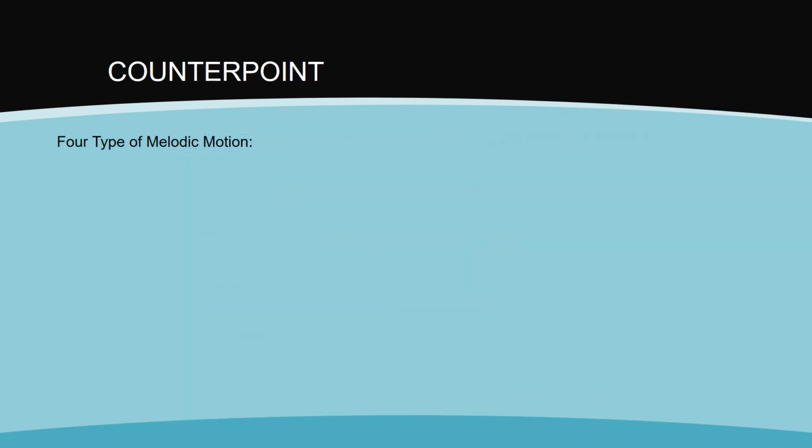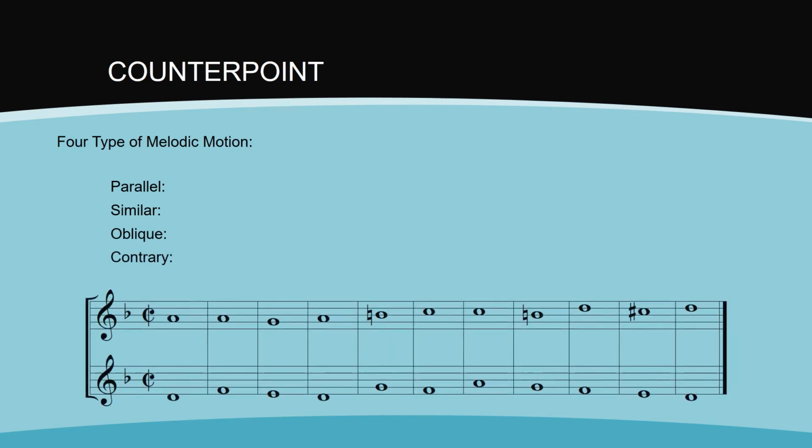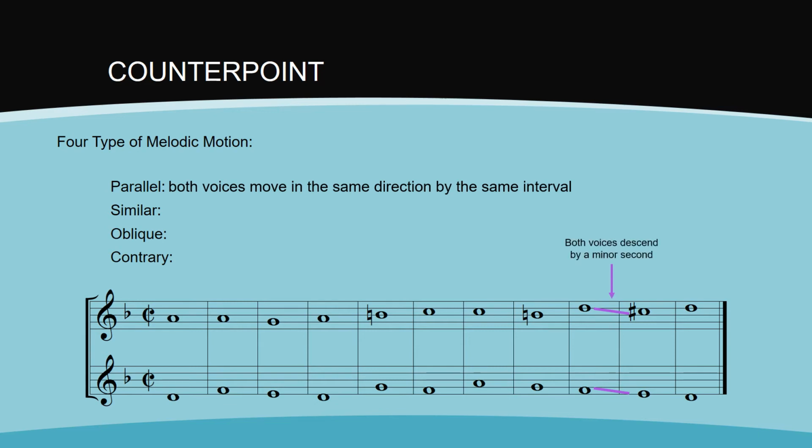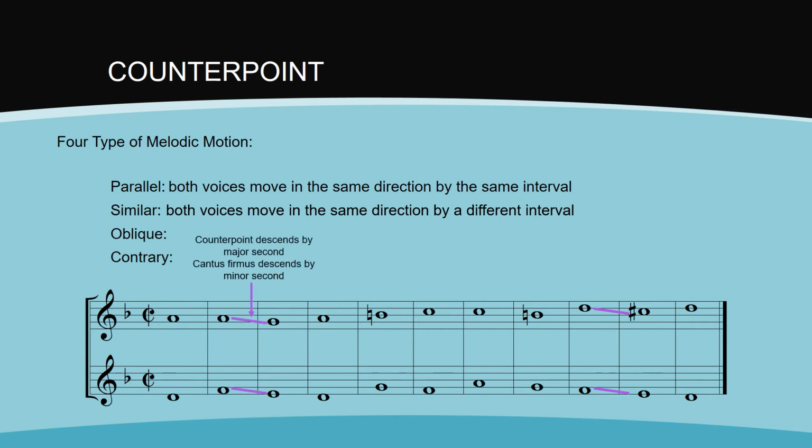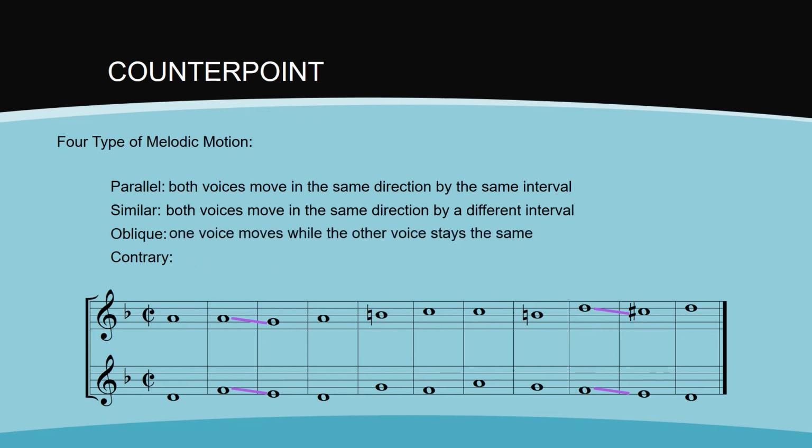Before diving into the rules of counterpoint, we should learn about the 4 types of melodic motion that can occur in a counterpoint. These 4 types of motion are parallel, similar, oblique, and contrary. In parallel motion, both voices move in the same direction over the same distance or interval. In similar motion, both voices move in the same direction, but over different distances or intervals. In oblique motion, one voice moves while the other voice stays put. We often say that the voice staying put is holding its note in common from the previous dyad.